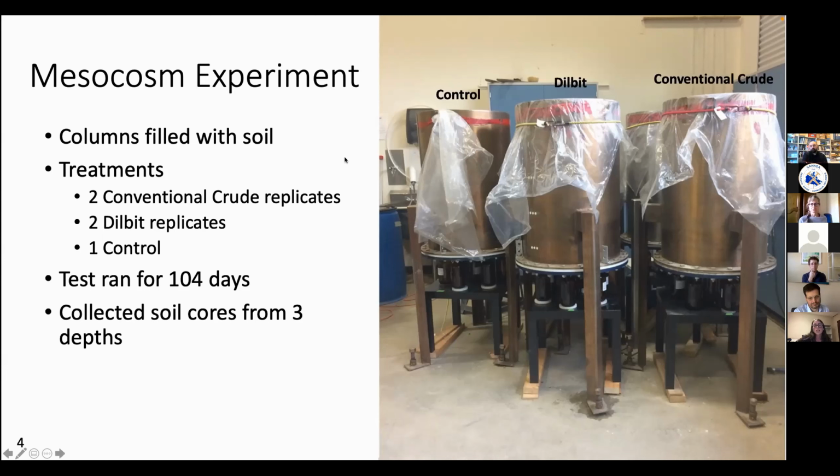The test included a control tank, a dilbit treatment, and a conventional crude oil treatment. We collected soil cores on a weekly basis for the first month, and then on a bi-weekly basis for the remainder of the experiment. Each soil core was divided into 3 sections: a top, middle, and bottom section. We did this because we wanted to see if the microbial response would differ with soil depth.